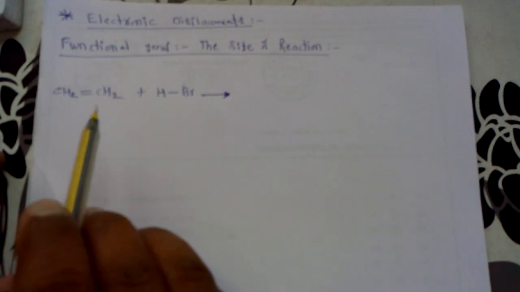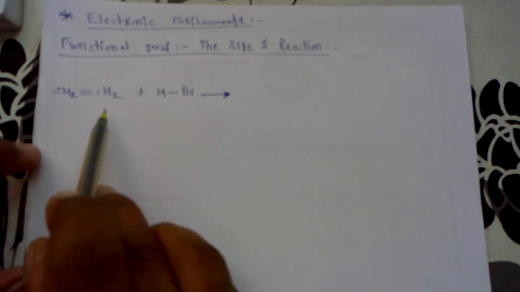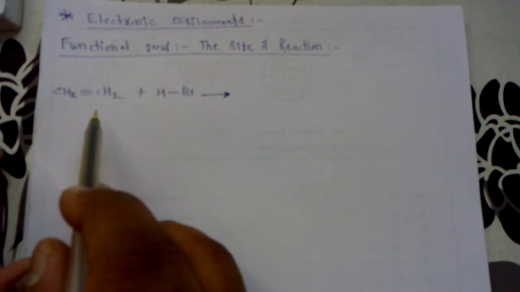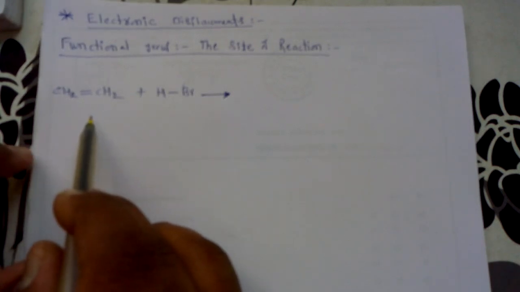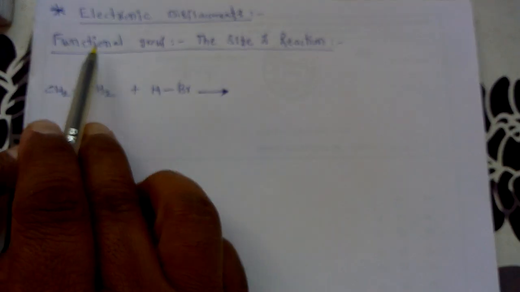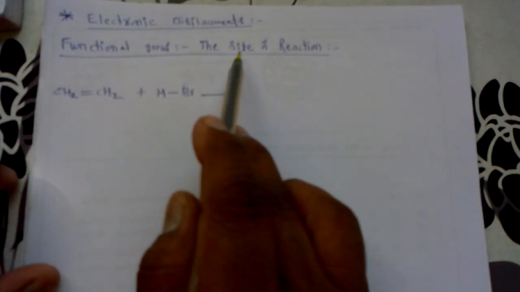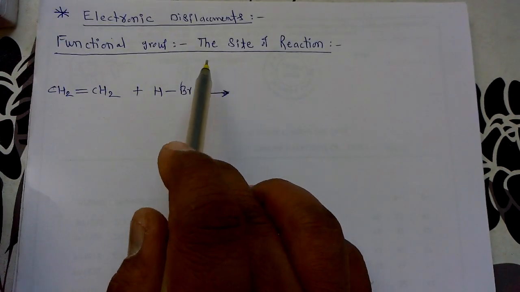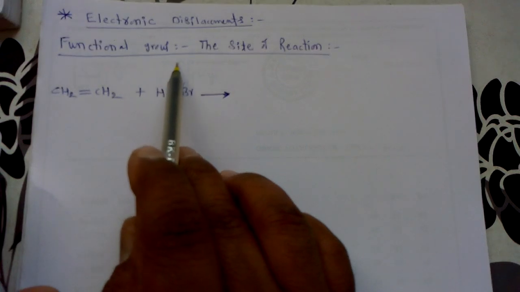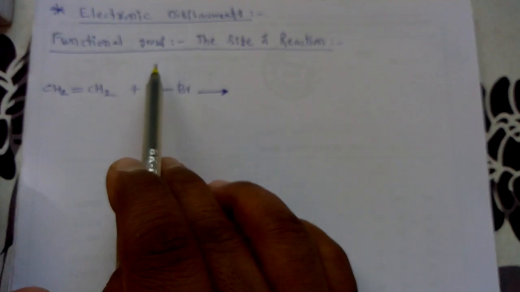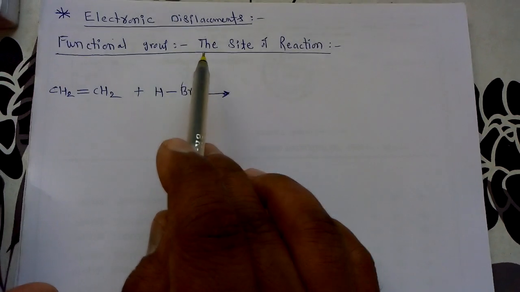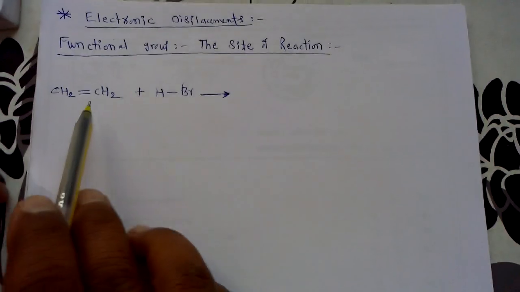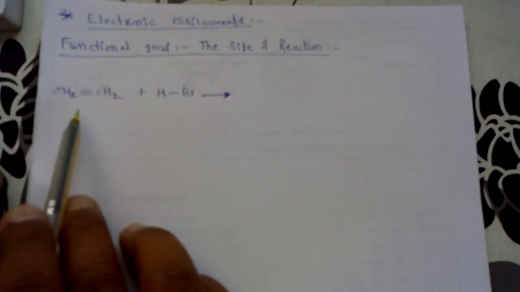Not the total molecule takes part in a particular chemical reaction, but one important part actually is involved in a chemical reaction, and that part of a molecule is called the functional group, and that is nothing but the site of reaction. This part actually takes part in a chemical reaction, and that's why we call it a functional group. So each and every organic molecule has a fixed functional group, and that is an important part for any particular chemical reaction.